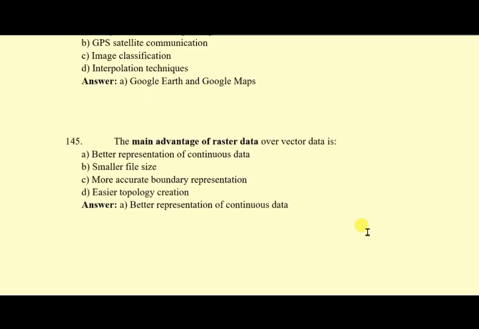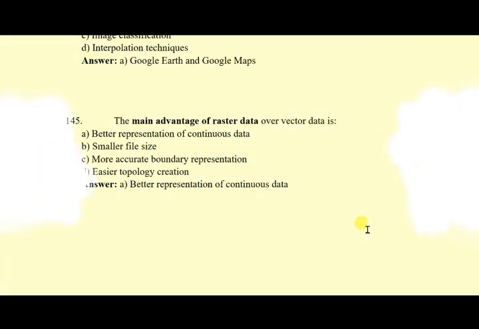145. The main advantage of raster data over vector data is better representation of continuous data, smaller file size, more accurate boundary representation, easier topology creation. Here the right answer will be better representation of continuous data.